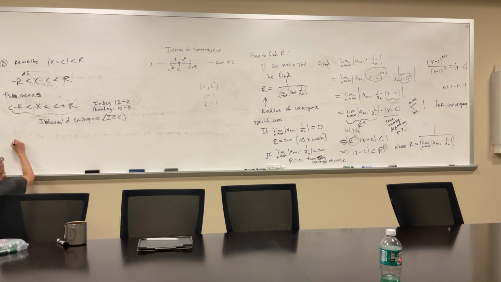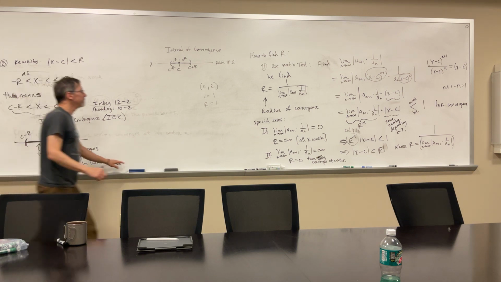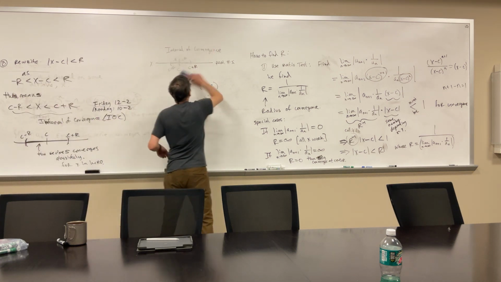So this interval of convergence, you want to draw this out, it just helps. Here's the center. Here's c plus r. Here's c minus r. And all these values in here, the series converges absolutely for x in here. That's what we just found. Let me give you a quick example so you can see this.